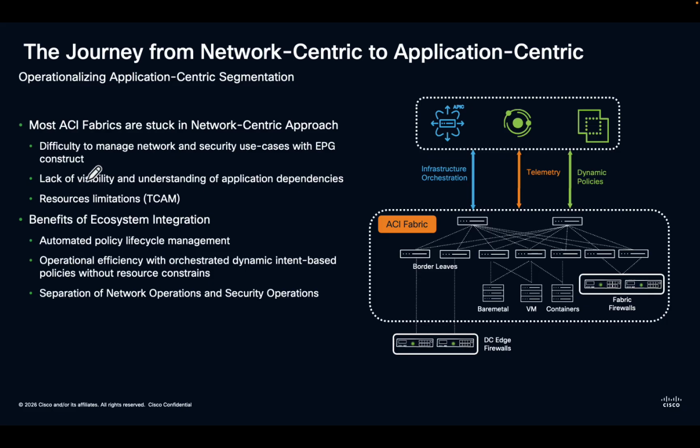The very first one is, of course, the difficulty to manage the networking constructs on ACI, and in this case it's specifically related to the EPG, or endpoint group. This EPG construct on ACI actually has two main functions. One is for networking, to describe and apply networking functions on the ACI fabric. And the other one has to do with security, for example, to apply segmentation policies between different endpoint groups.